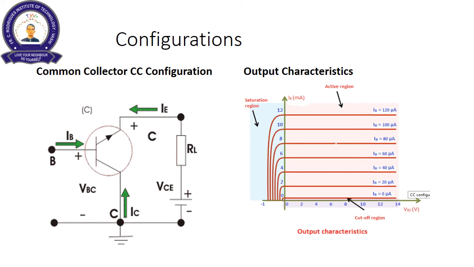In case of the common collector configuration, it is observed that the transistor starts conducting below 0 volts, that is at -1 volt, and it gets saturated at 0 volts, and it gets stabilized at 0 volts, and you get an active region. And on the other side of the y-axis is your saturation region, and below the x-axis is your cutoff region.